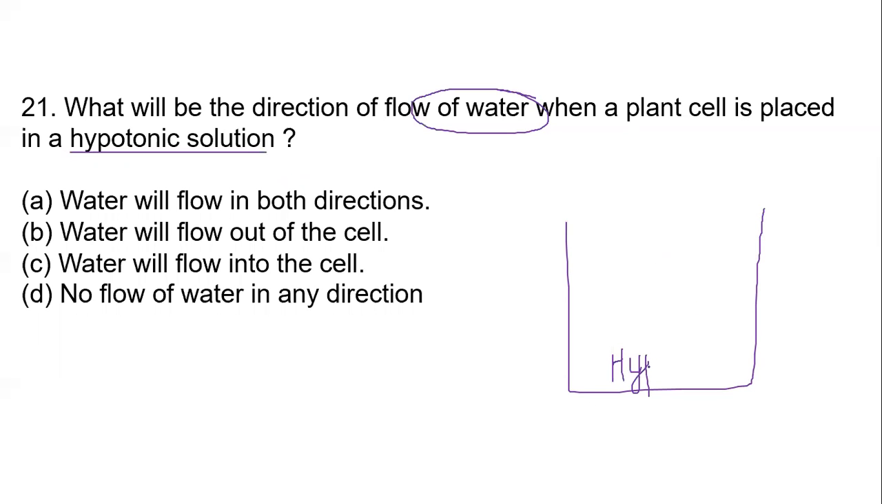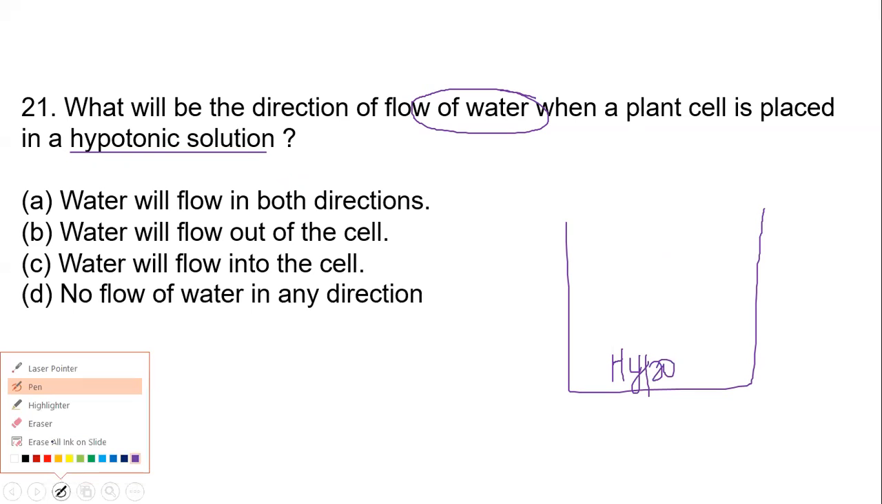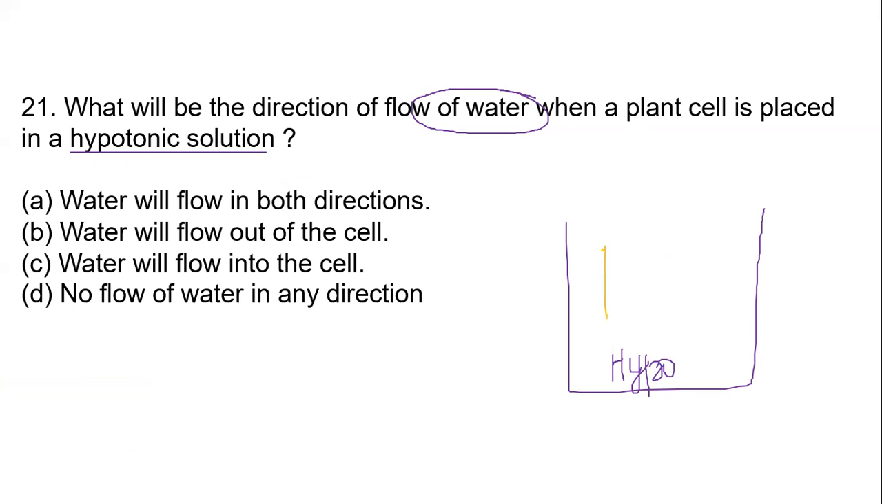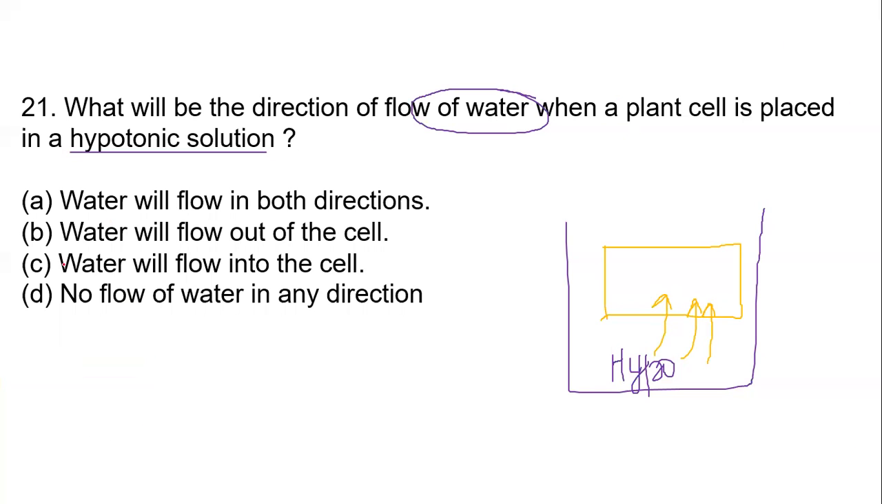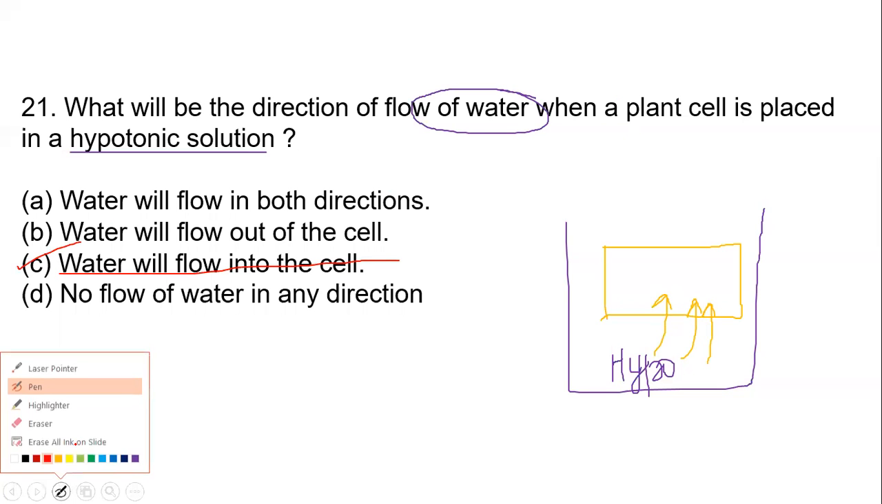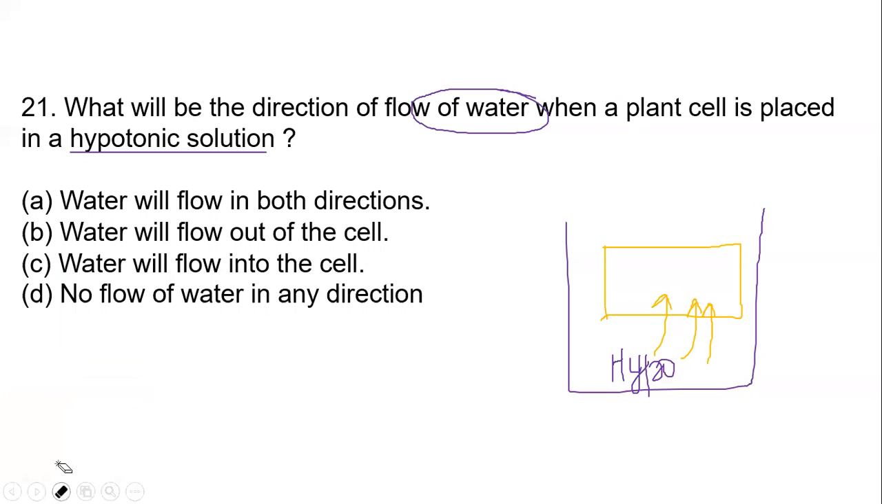hypotonic solution. A cell, a plant cell or whichever cell, is placed inside this beaker. What will happen? Water will flow into the cell. So the correct answer for this question is option number C. Water will flow into the cell. Right, everybody? Is that clear for everyone listening in the class? Are you getting the points correctly? Option number C, water will flow into the cell. You will study this in the ongoing chapter, transport in plants, everybody.